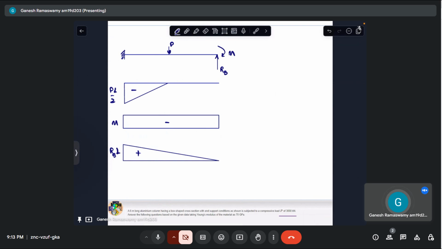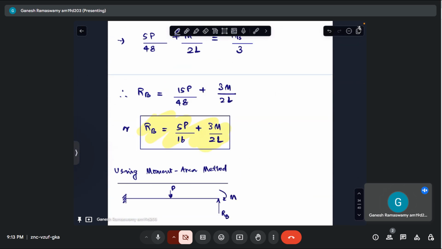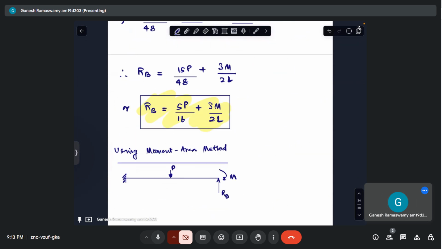So now that that is done, I know how to calculate deflection at this point using moment area method applied on this bending moment diagram. Same goes for this and same goes for this. I just need to add everything up and equate that to 0, and I will get the equation for RB. So let us go ahead and do that. So using this bending moment diagram, delta, the free end is labeled B, right?